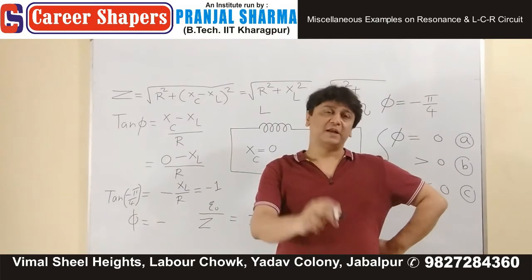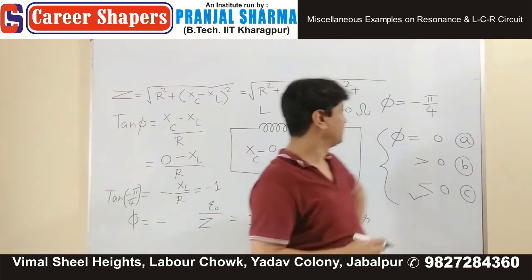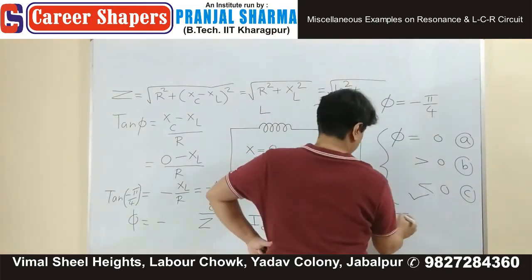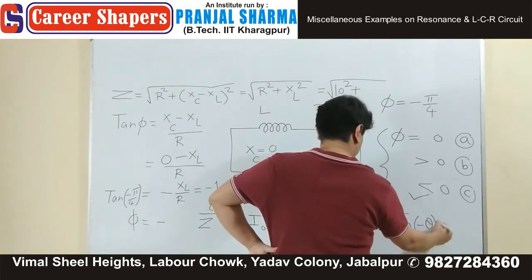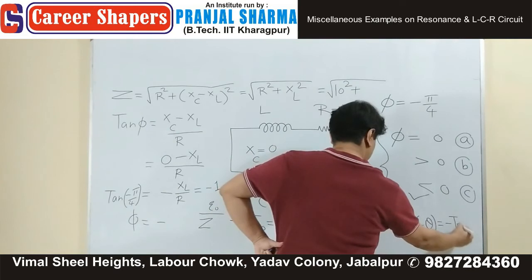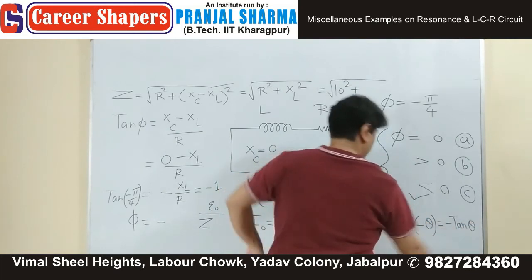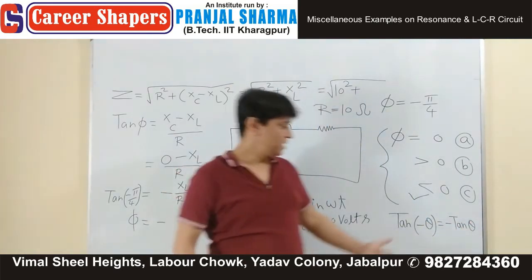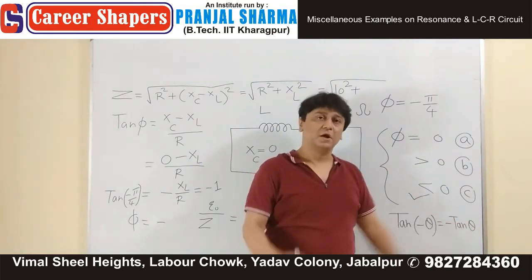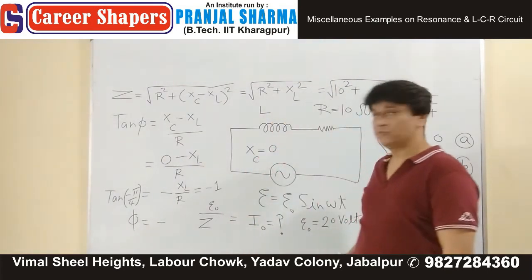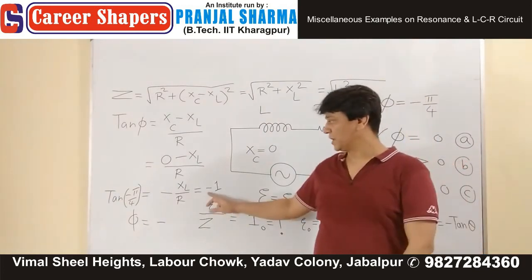Tan of minus theta is minus of tan theta. So if I say find out tan of minus pi by 4, it becomes minus of tan pi by 4. And what is tan pi by 4? Tan 45, 1. And therefore you get what? Minus 1.